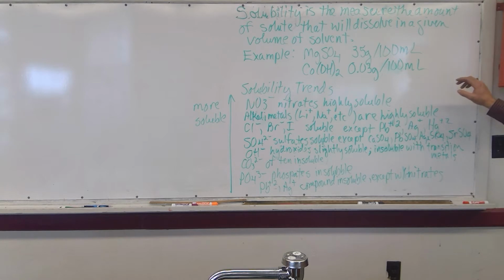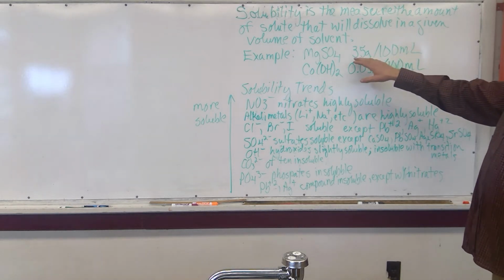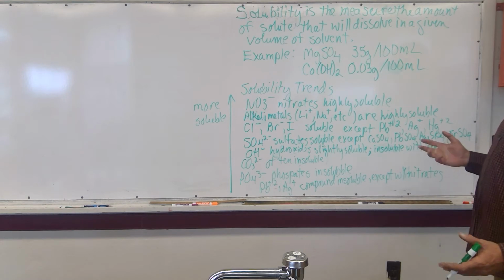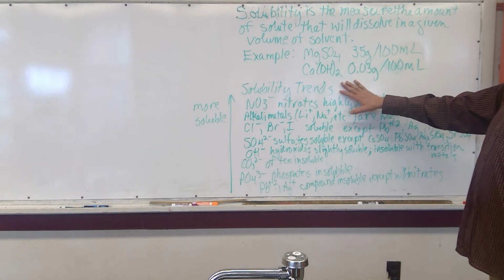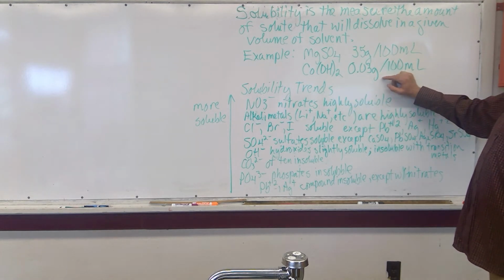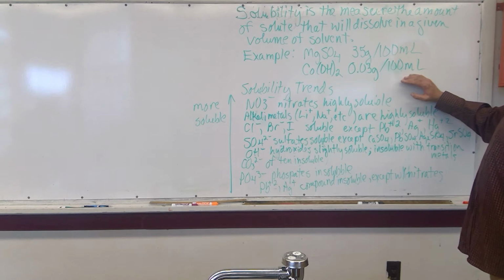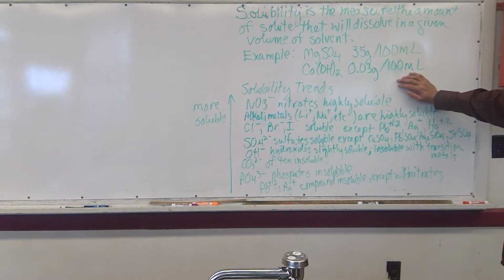To give a couple of examples, let's take a look at magnesium sulfate. This is considered a fairly soluble compound in water. Basically, you can dissolve up to about 35 grams of it in a 100 milliliter aqueous solution at room temperature. However, on the other hand, cobalt hydroxide is an extremely low solubility compound with a solubility of basically 30 thousandths of 1 gram per 100 milliliters of solution. We could call this functionally insoluble, practically.